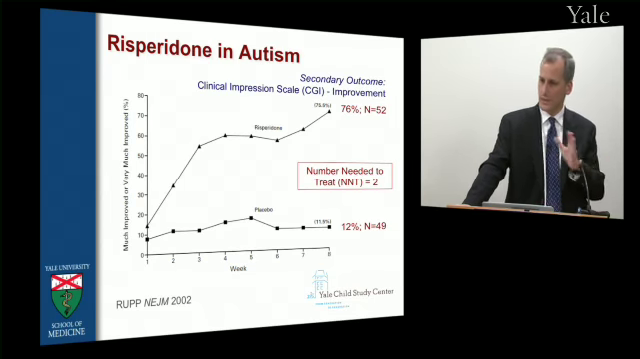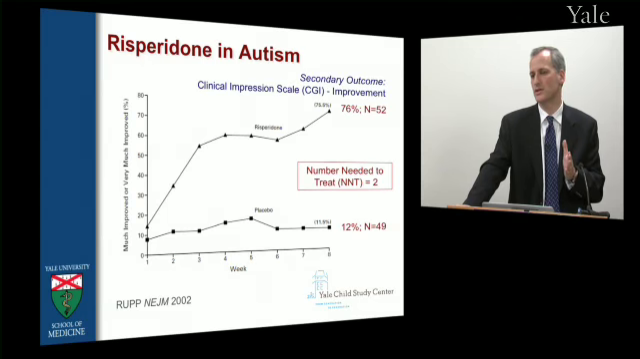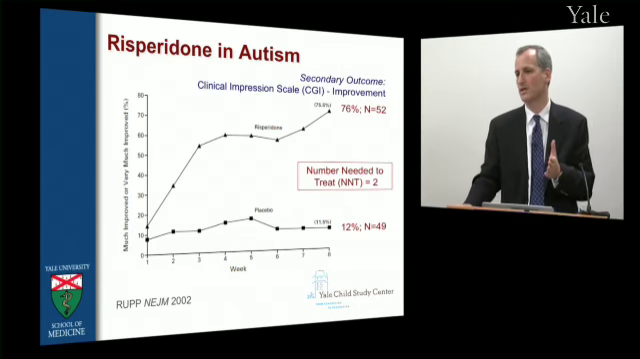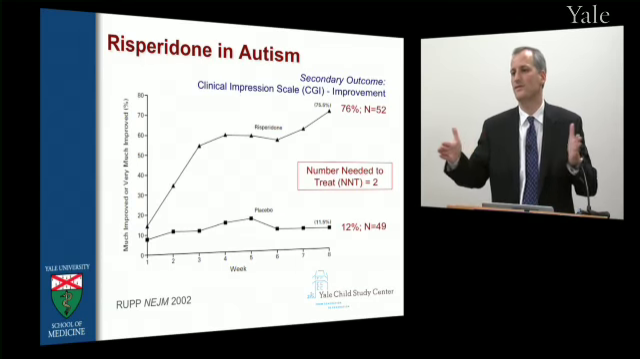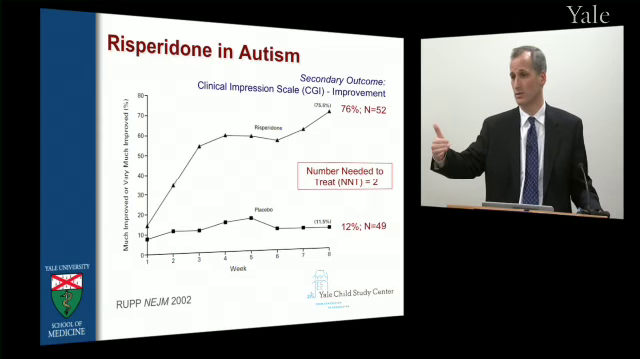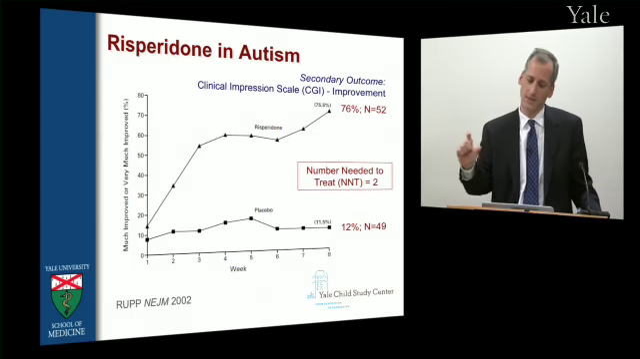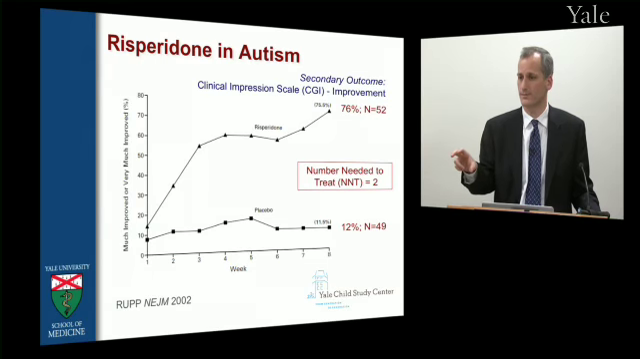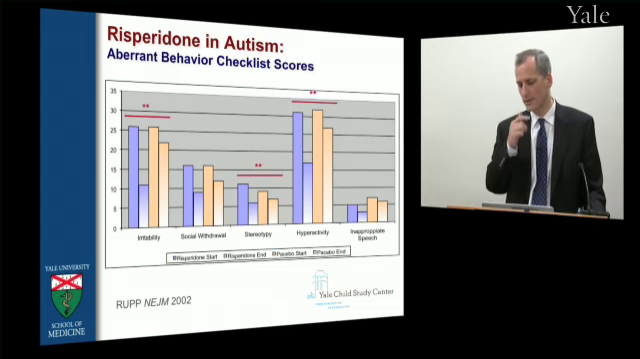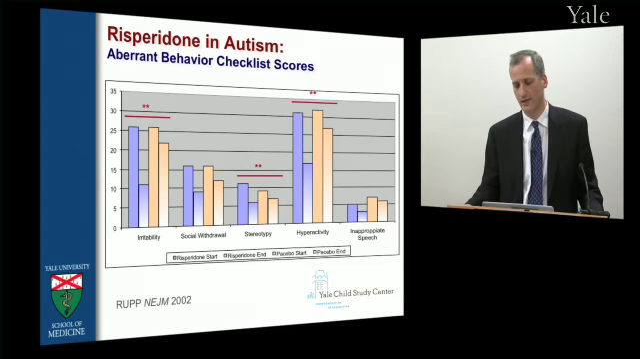So to give you a sense of scale, most medical interventions have an NNT, a number needed to treat, in the 10 to 50 range. We need to treat that many children before we see an improvement. Something that has an NNT of 2 is a really very, very successful intervention. So we're talking about medications that are really quite dramatically effective.